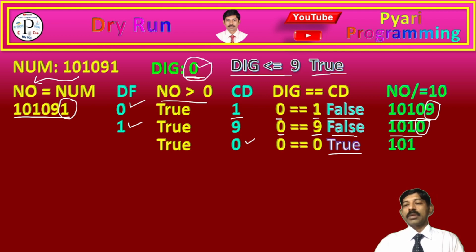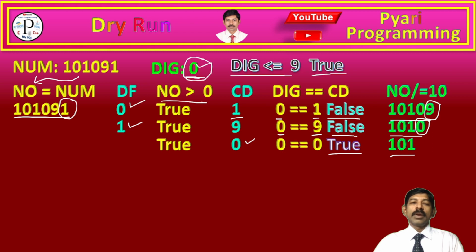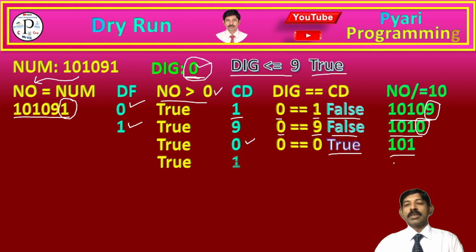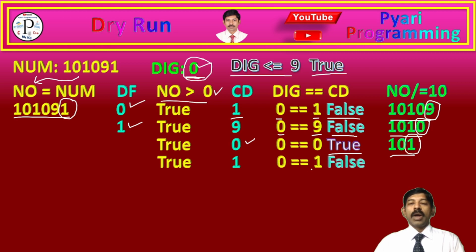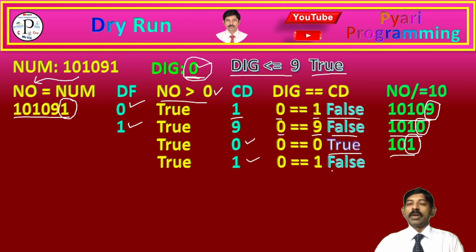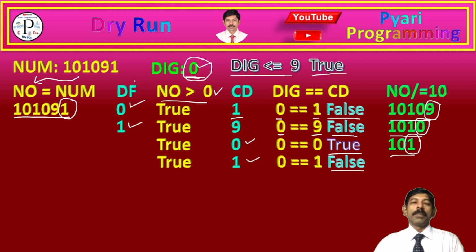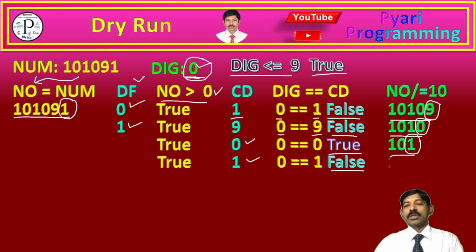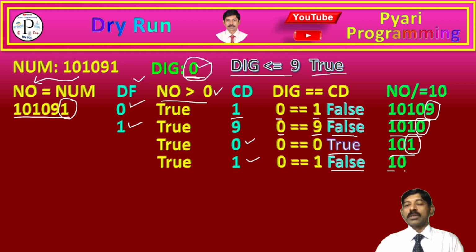Again the old process, reduce the number. Now number is greater than 0, which is true. Now extract the current digit. Now the current digit is 1. dig is 0 and current digit is 1. Both are not equal. It is false. So don't update df, the digit frequency. Reduce the number. I got 10.